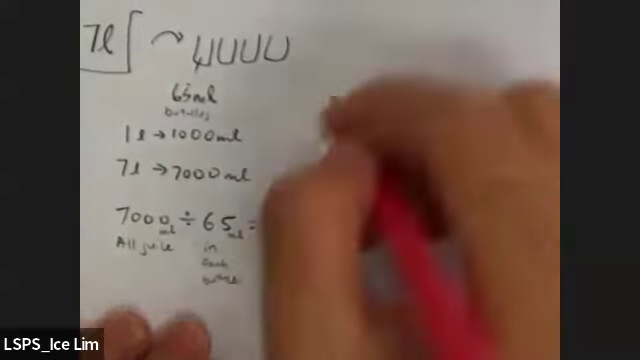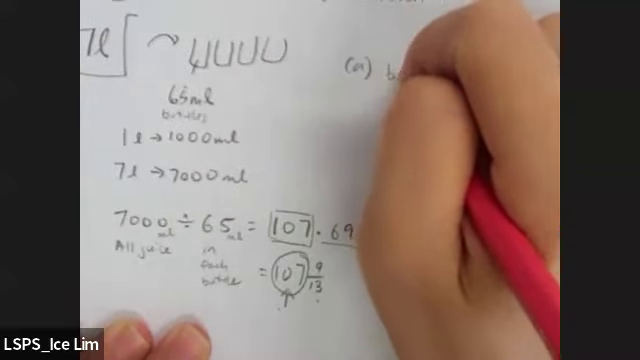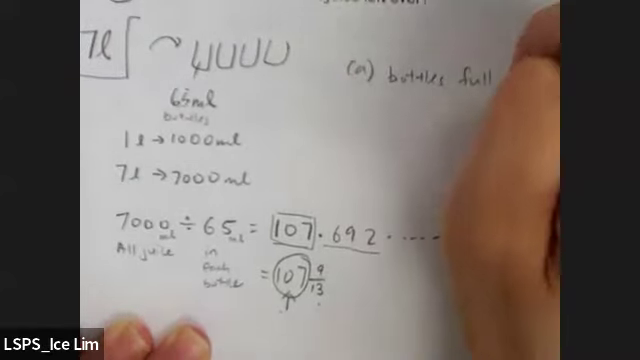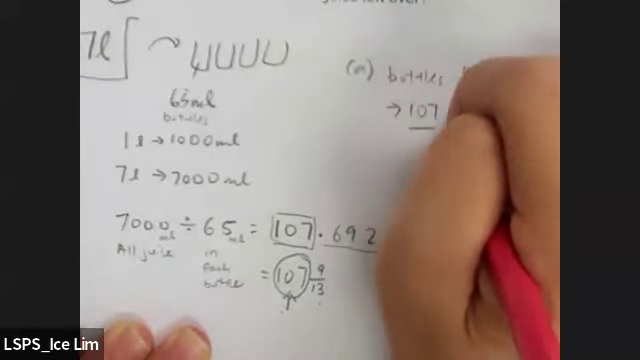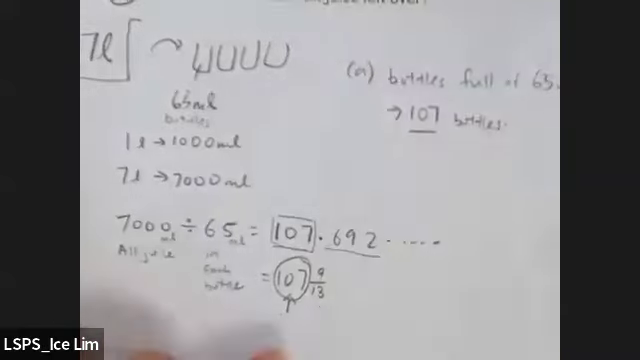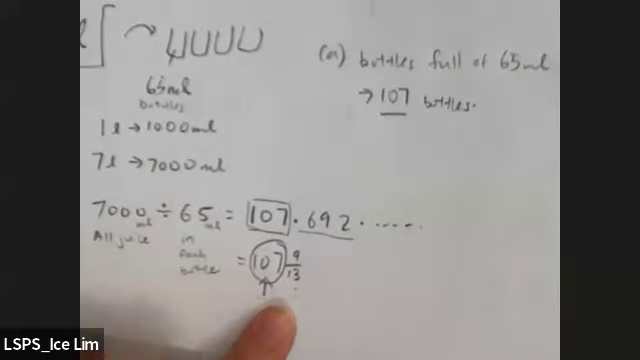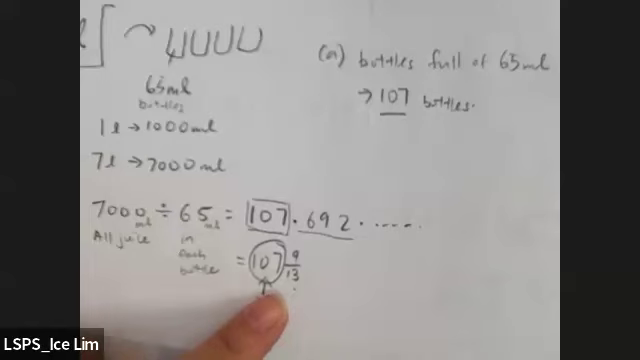This means the number of bottles that are full, 65 milliliters, is actually 107. It's 107 bottles. The 930, what does it mean? For some of us, we know, oh, that's decimal. That's something like a remainder. If you were to do long division for this, no problem, you will see the remainder happening.